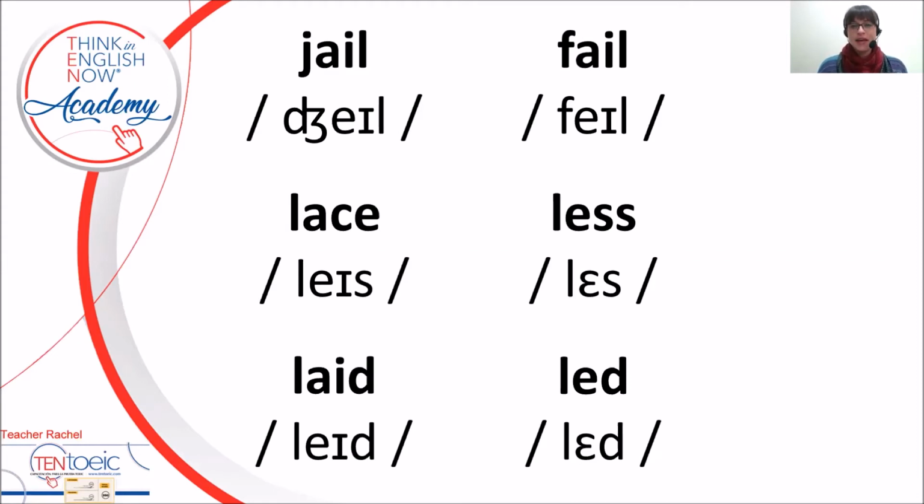Lace. This is a type of fabric or material that you use for clothing or for curtains on windows. And you can see through the fabric. It has a design with little holes that you can see through. For example, a wedding dress. There might be sleeves of lace and you can see the arm or skin through the lace.